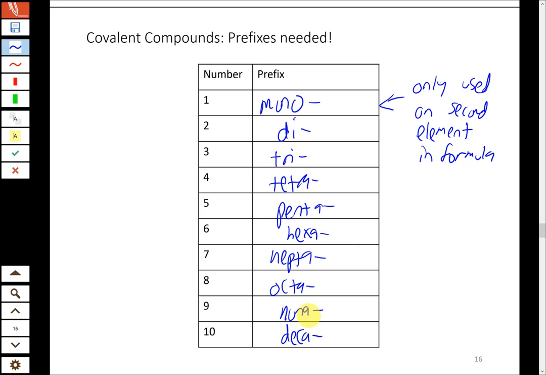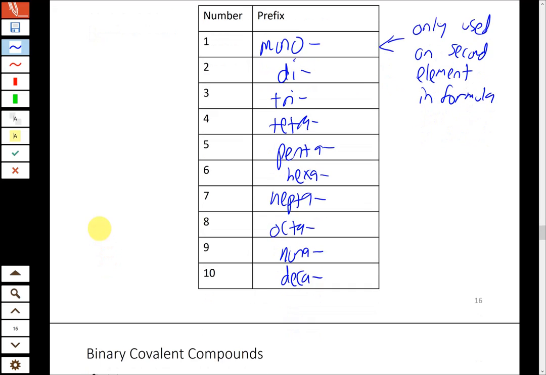All right. And then sometimes we leave the vowel off if the element that it's attached to also begins with a vowel. So that's why we would see monoxide instead of monooxide. So sometimes the vowel is left off, but again, these are all multiple choice questions, so don't bore yourself with those fine details.